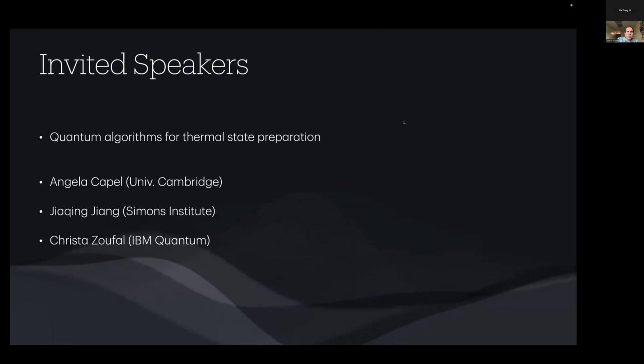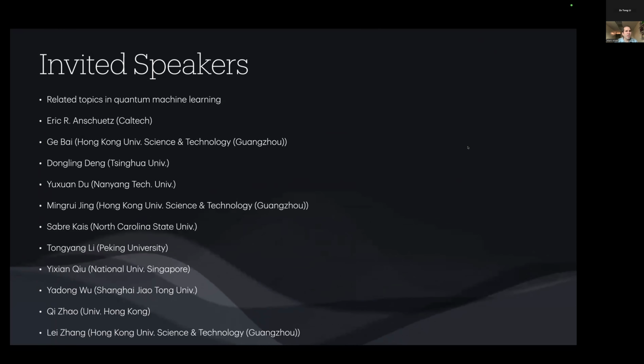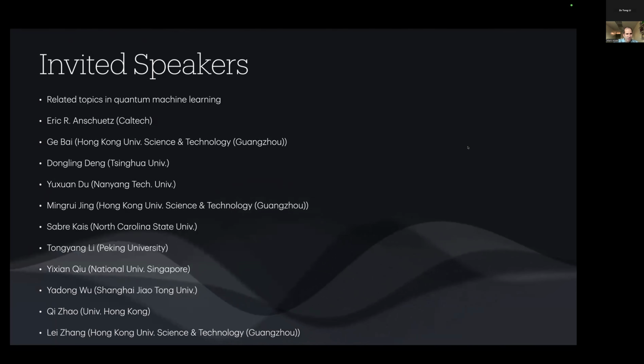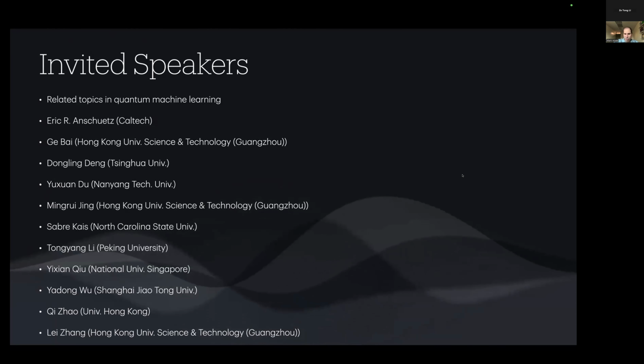And the other invited speakers we have are going to talk about related topics in quantum machine learning, coming from a variety of different angles, some of which are connecting to quantum Boltzmann machines, some of which are more broadly quantum machine learning. So we have quite a number of invited speakers. I'm very happy that we managed to get such a talented group of people to participate in our workshop during these days.